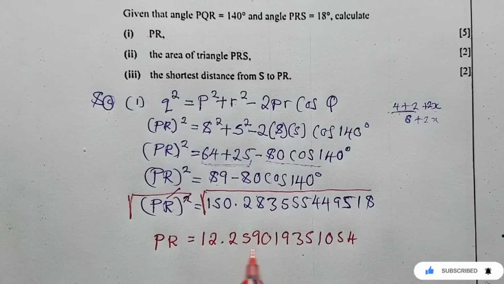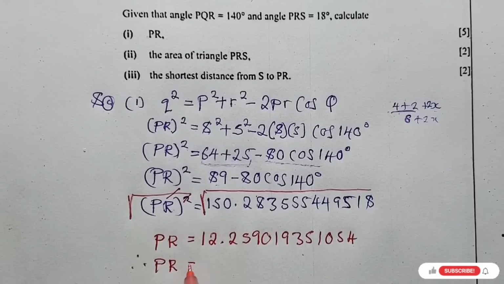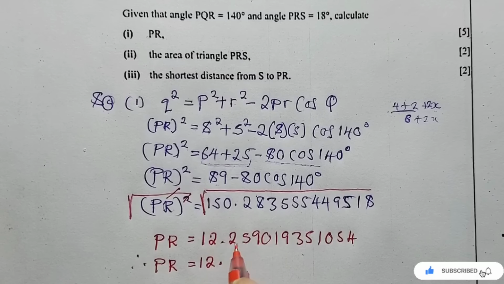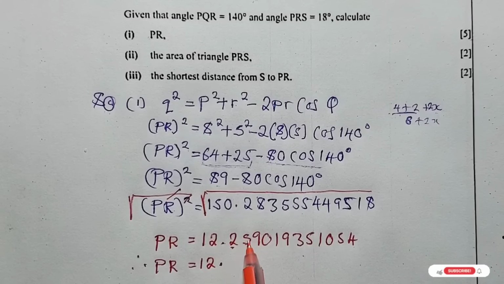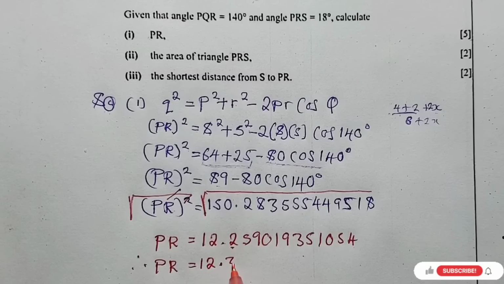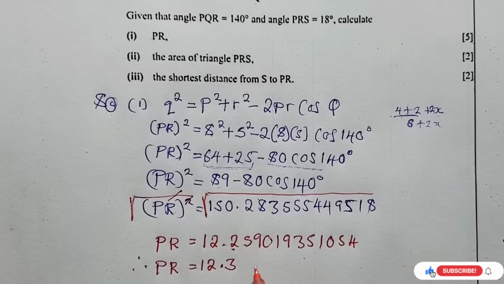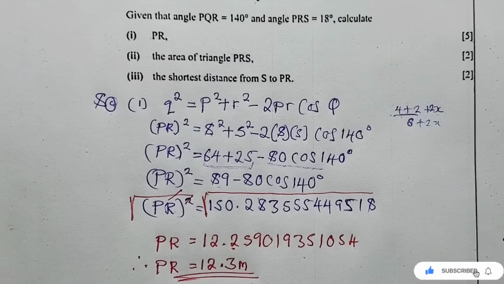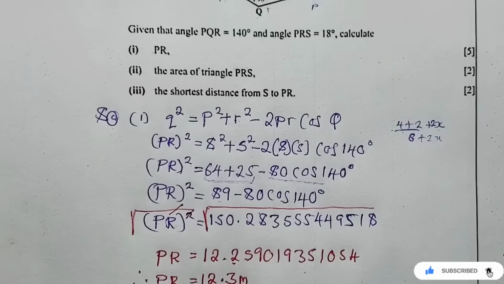This is not in degrees. So we are going to leave our answer for PR as 12 point, this is the third significant figure, and the number after this is 5. So we add 1 to this 2, and it becomes 3. The units is in meters, and this is the answer. It is as simple as this.